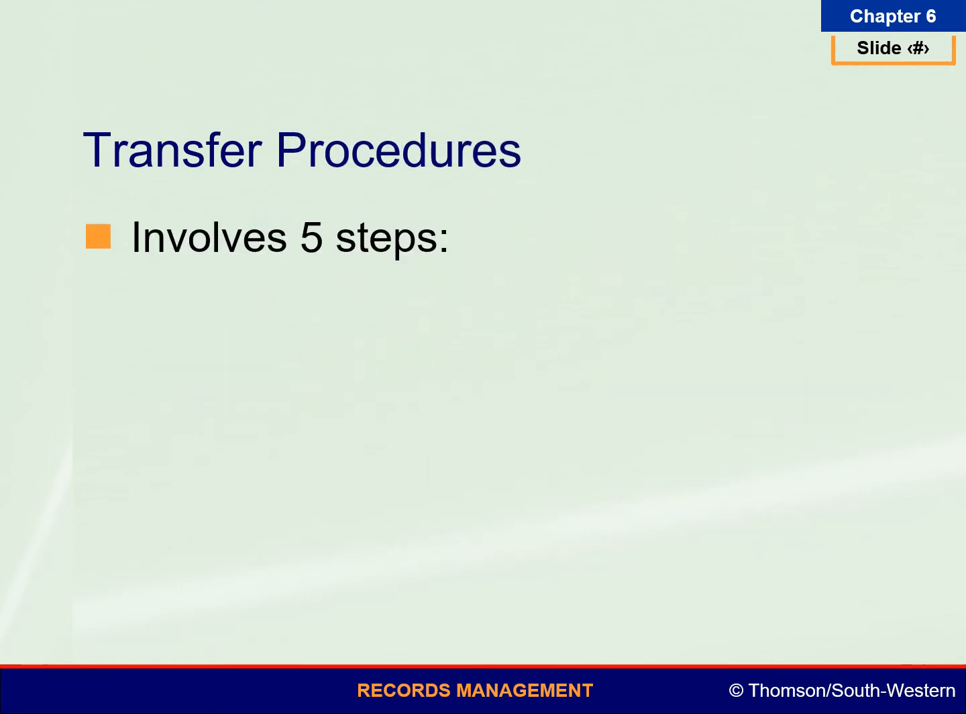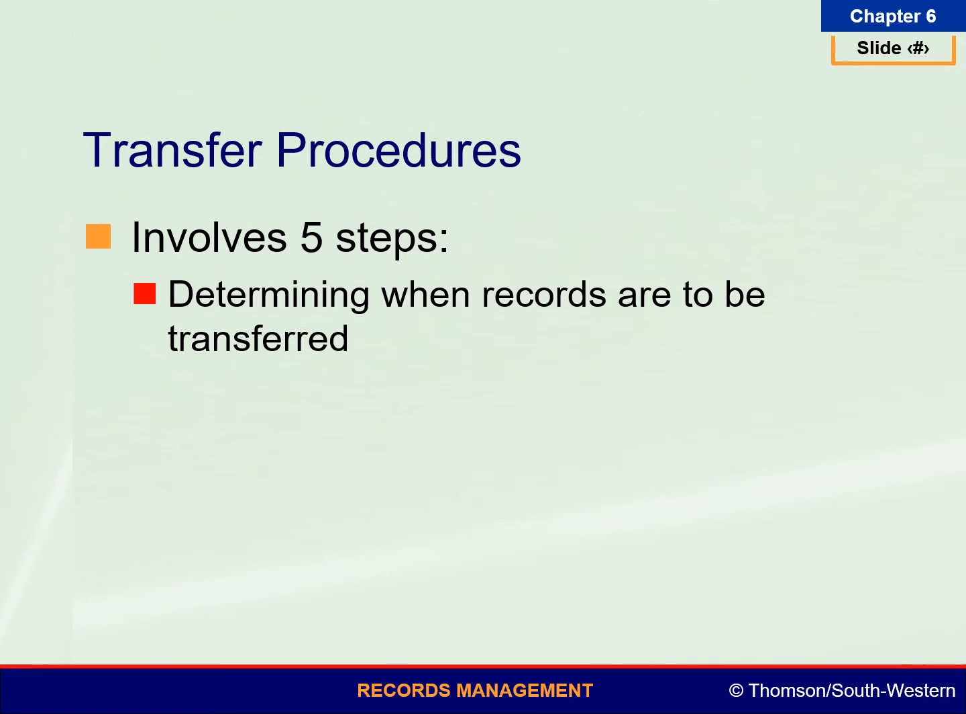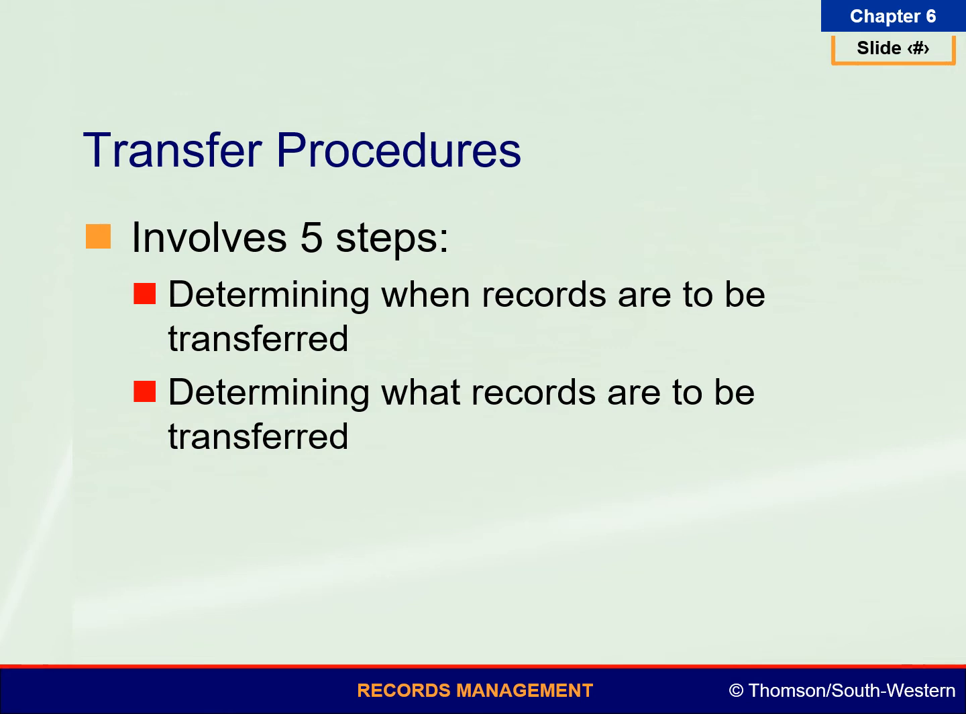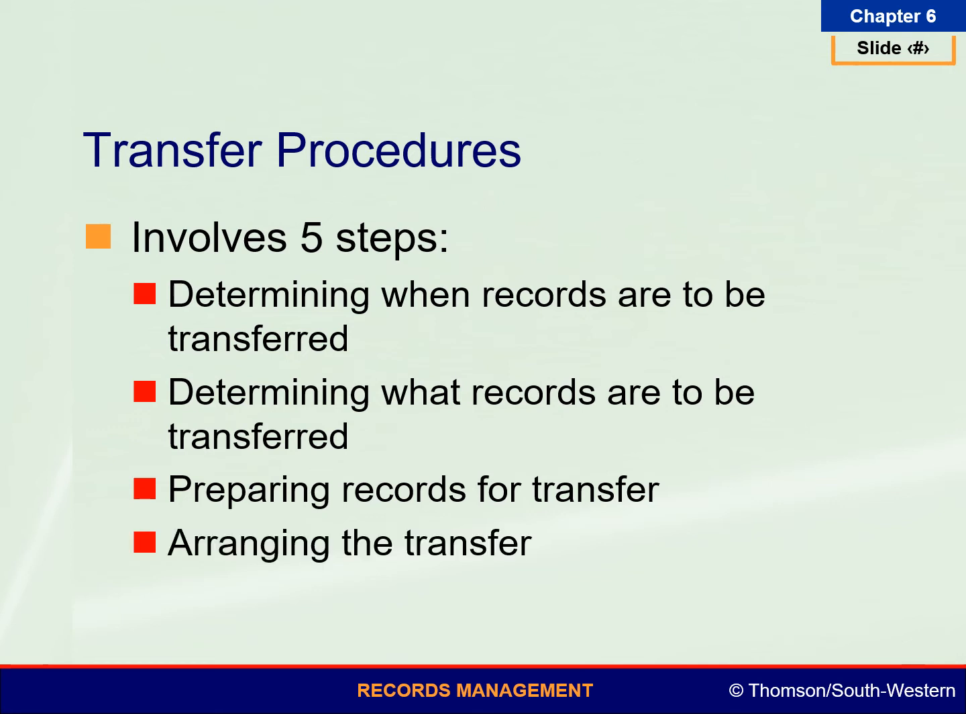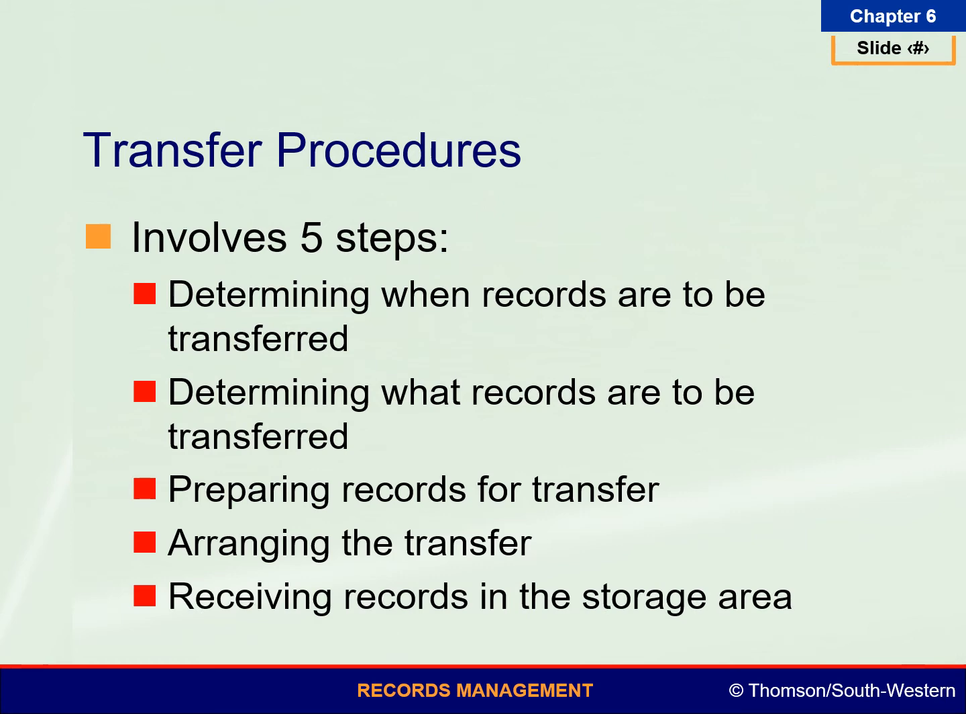There are 5 transfer procedures that are involved. First one is determining when records are to be transferred. So first, bila kita nak transfer the record, we need to determine bila we need to transfer the record. Second, determining what records are to be transferred. Then we need to identify what kind of record to be transferred. Third, preparing records for transfer. We need to make the arrangement, arranging the transfer. Let's say when we want to transfer the record, then we need transportation, for example. And the last one is receiving records in the storage area.